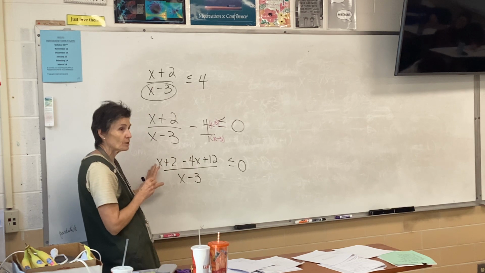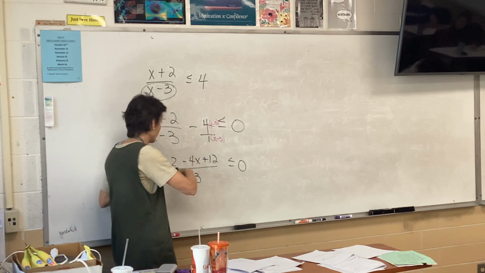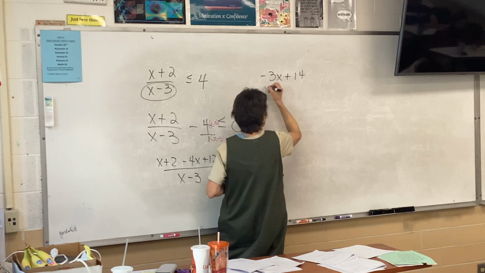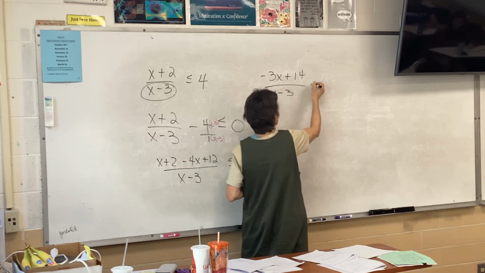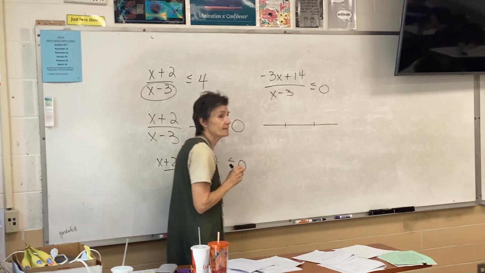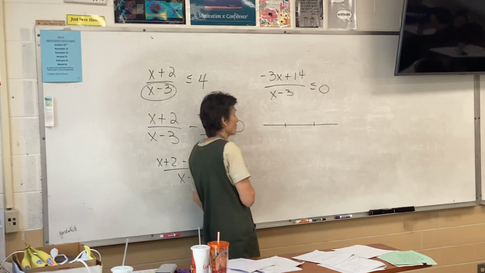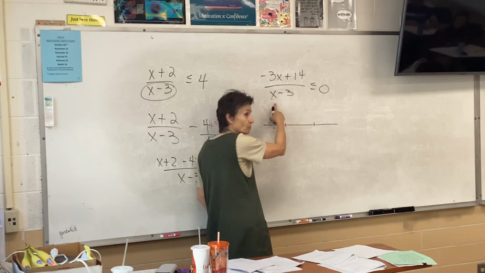Okay, what do you think I'm going to do now? I'm going to clean up that numerator. So that's going to be negative 3x plus 14 over x minus 3. Now it looks just like the ones we did the other day. We're going to have 2 dots on our number line. One of the dots is going to be at 3. Would you agree?